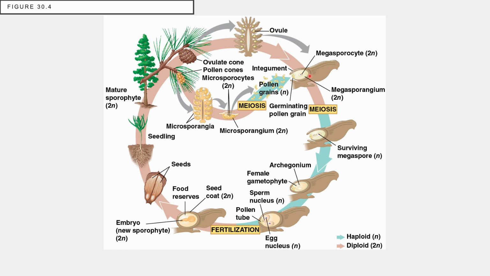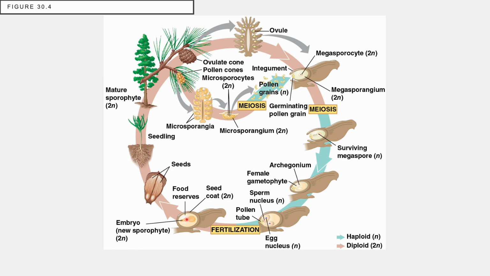So the megasporocyte 2N undergoes meiosis to become a surviving megaspore. So megasporocyte to megaspore. This is the egg that lives inside of the archegonium. If fertilized, it will go on to become our 2N sporophyte generation. So the sperm is capable of being introduced into the archegonium or the ovule where each of the eggs is being housed by introducing a pollen tube that grows and connects to the egg.